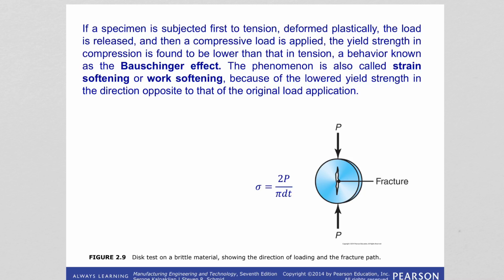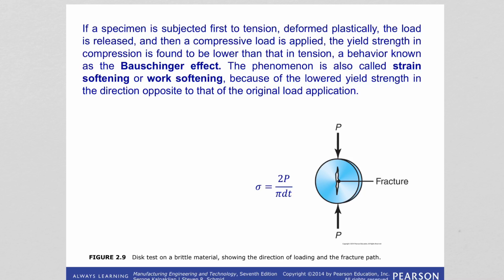So there is this effect, the Bauschinger effect. This is when we first subject the specimen to tension and deform it plastically, and then when we release the forces, we apply a compressive load. The yield strength in compression is found to be lower than that in tension, and this phenomenon is defined as the Bauschinger effect.